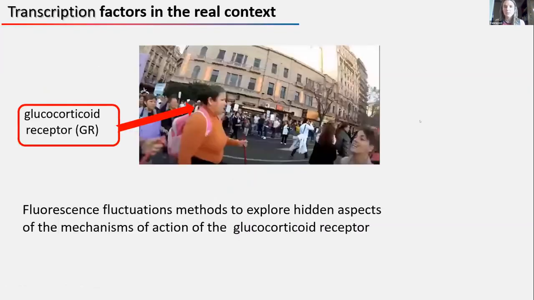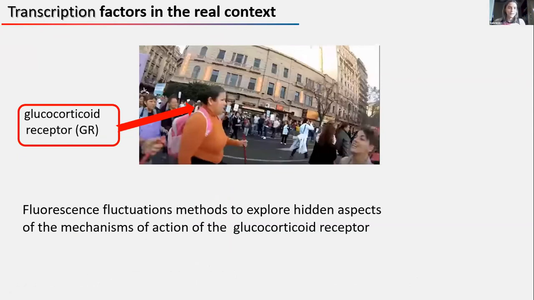So let's go back. Oh, let me see that. Okay, sorry. The floating middle. Okay, so let's go back to the transcription factor.